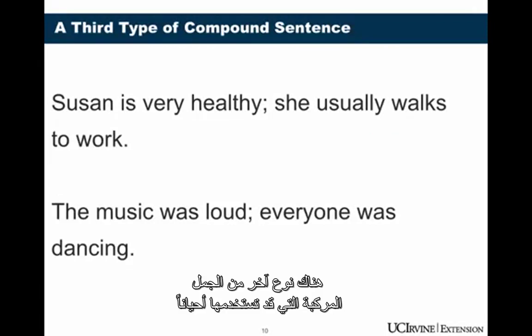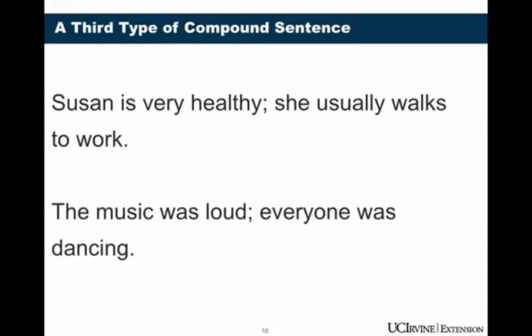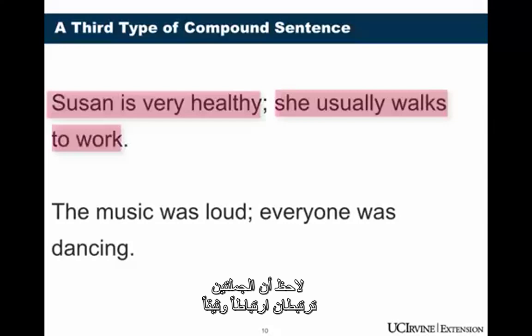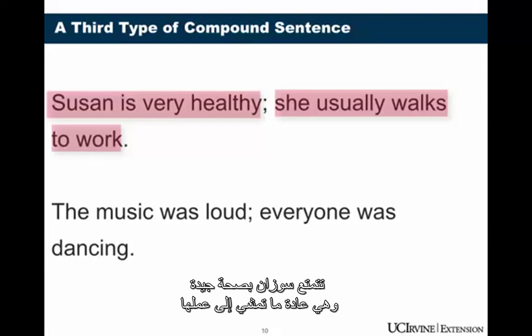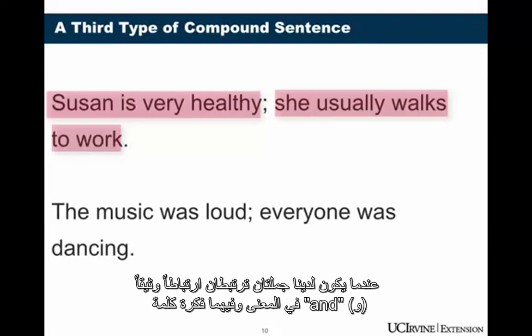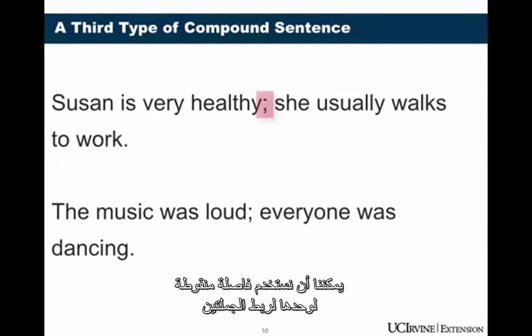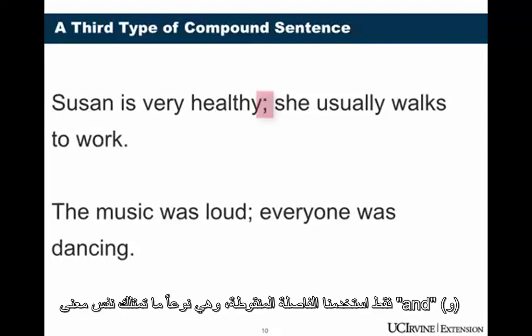There is one other type of compound sentence that you might use occasionally. In this type of compound sentence, we only use a semicolon to join two sentences. Look at the first example. Susan is very healthy; she usually walks to work. Notice that these two sentences are very closely related, and we kind of have the meaning of and here. Susan is very healthy and she usually walks to work, right? You can imagine that. When we have two sentences that are very closely related and have the idea of and, we can use a semicolon by itself to join the two sentences. Notice I don't have a conjunction or transition here. I'm just using a semicolon, and it has kind of the meaning of and.